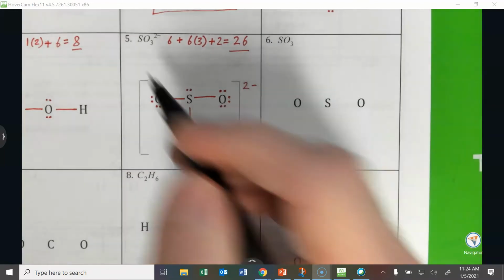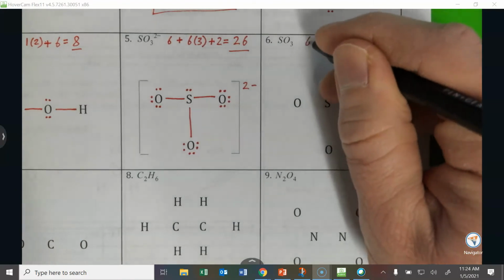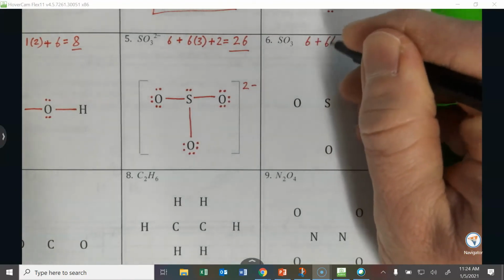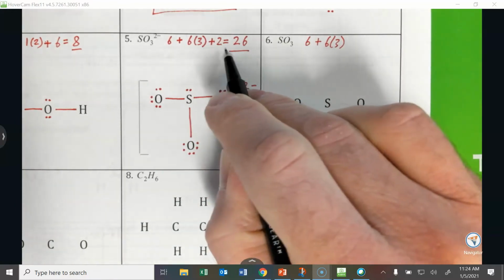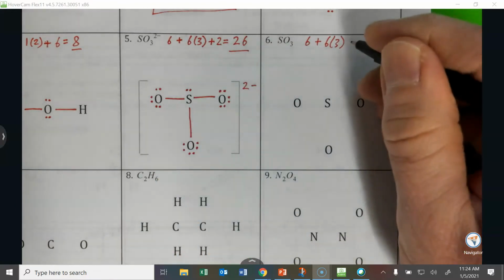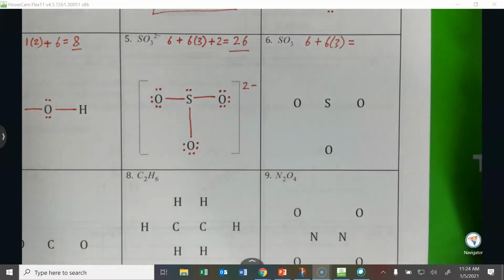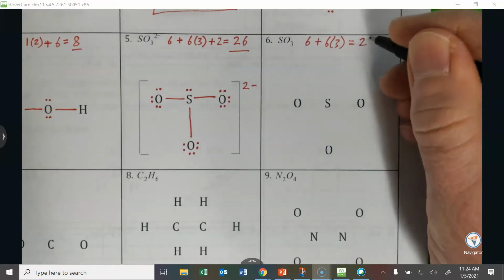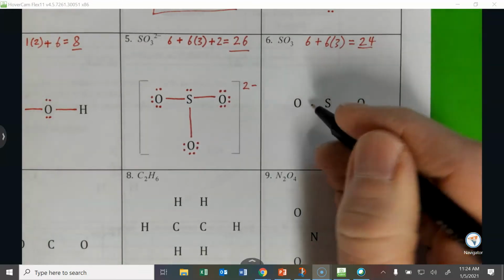It looks like the same thing, but there's no -2 charge. So that's 6 plus 6 times 3, but I don't add the extra 2 electrons because it does not have a charge. So 6 times 3 is 18, plus 6 is 24. Got 24 electrons to work with.